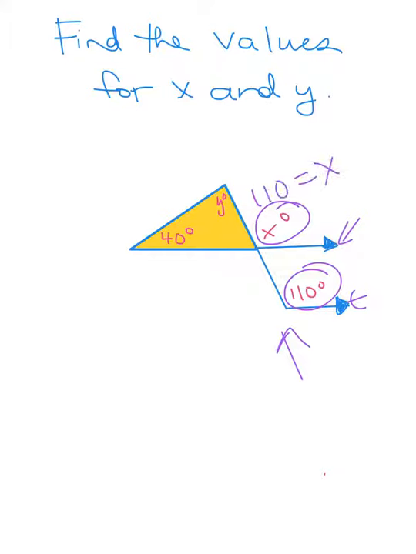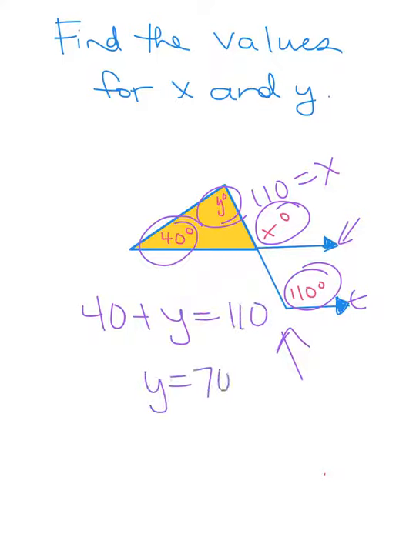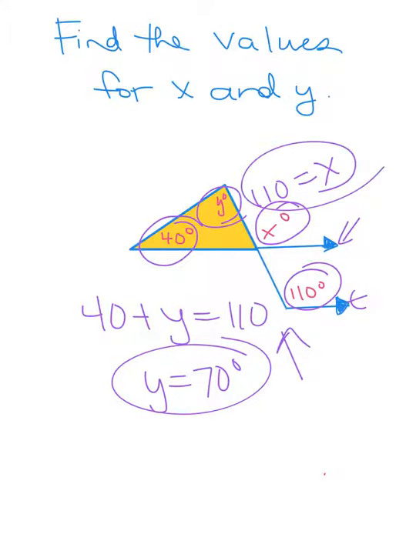Now again, working with the theorem we just talked about, my x value, the 110 degrees, is an exterior angle. So if I look at my remote interior angles, which would be 40 and y, I know that when I add them together, I need to get this 110. So I know 40 plus y is equal to 110. So therefore y is going to equal 70 degrees. So there's my x and my y.